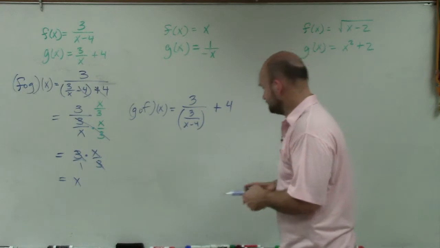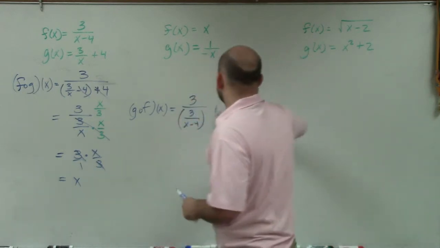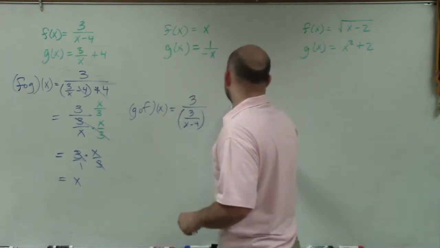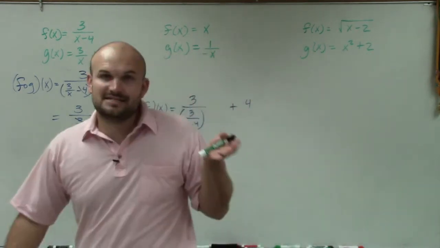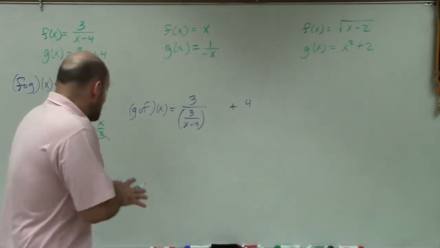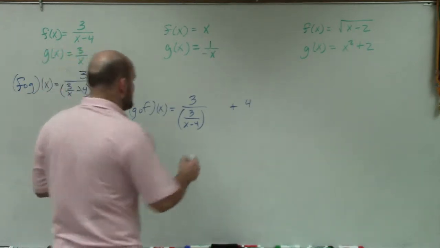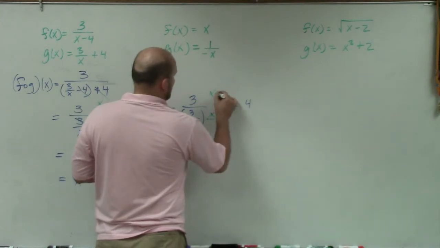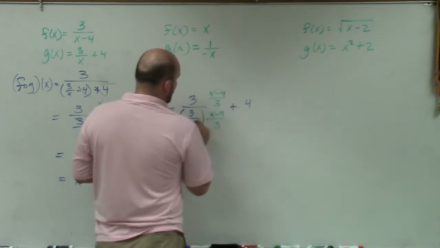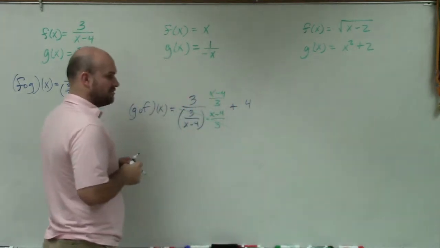OK, so this one can kind of get students confused again. Because now you have a number, again, that is being divided by a fraction. So just like we did over here, let's multiply by the reciprocal. In this case, the reciprocal is x minus 4 over 3. Hopefully you know, again, reciprocals are going to multiply to 1.